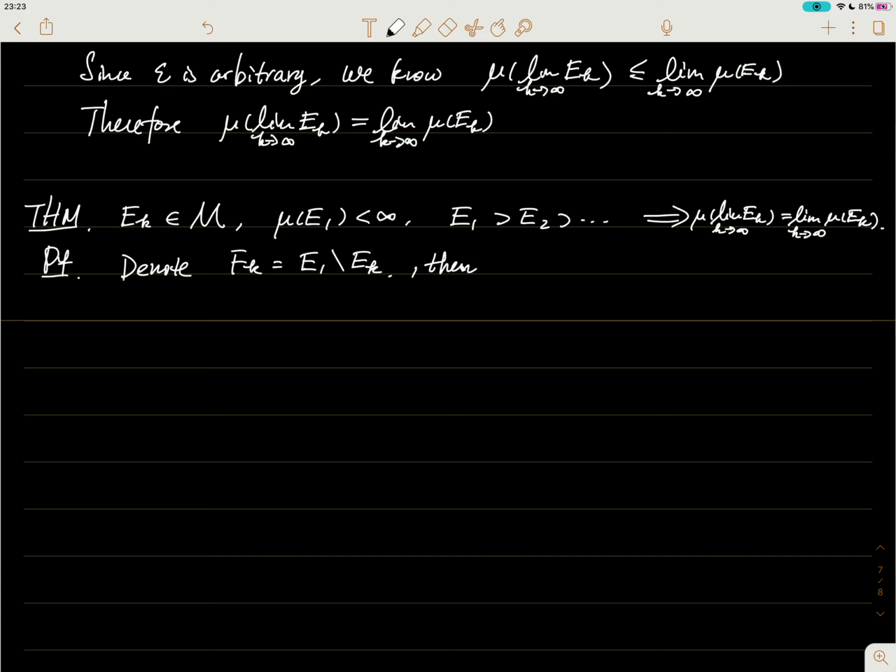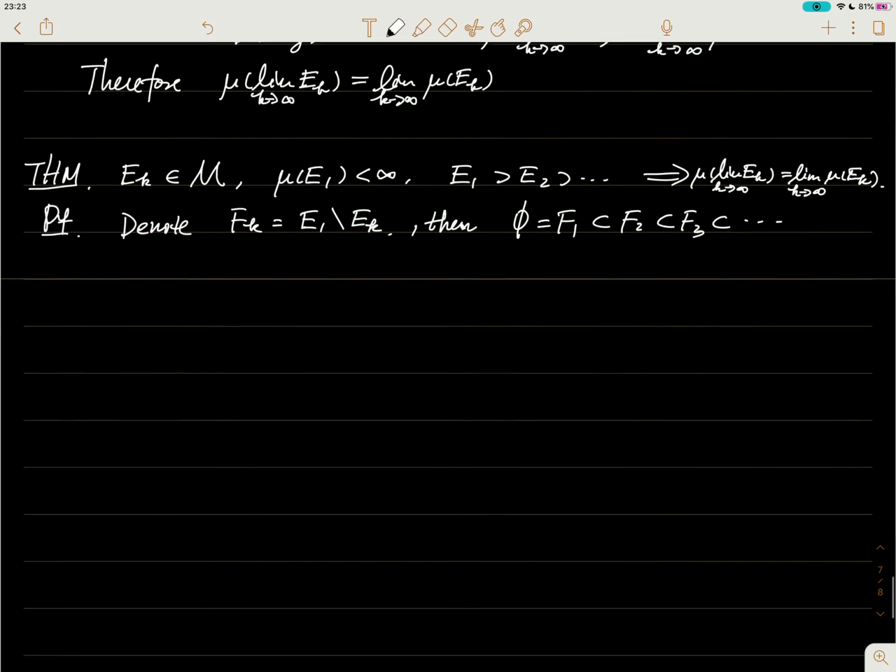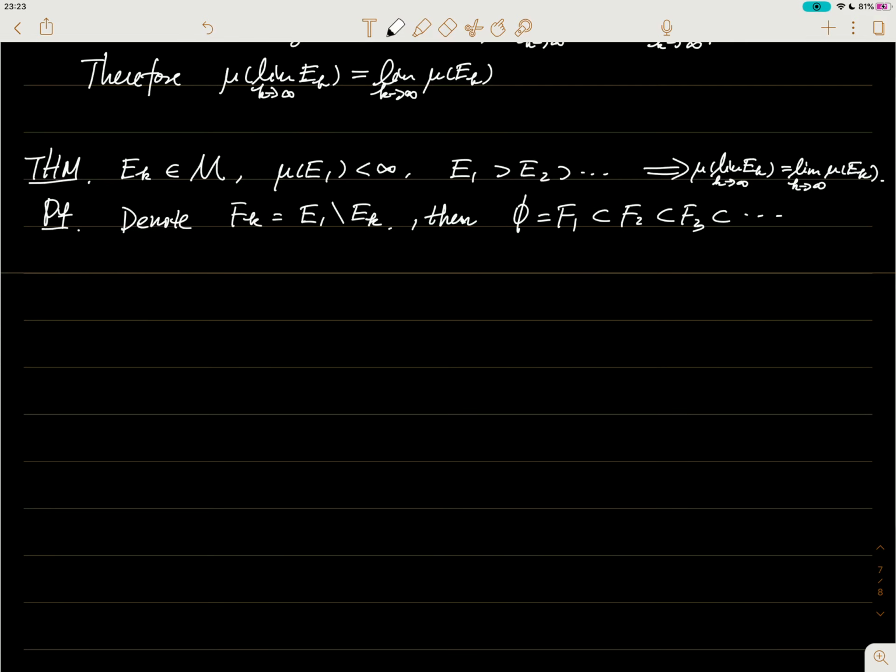So I know that F1 is empty, and F2 will include F1, and F3 will include F2. So the Fk are non-decreasing. So it's increasing, and we can apply the previous claim. So how we're going to use that is here. When we look at the measure of E1 minus the limit of the measure of Ek, we know that mu of E1 is just a fixed constant. It's a finite fixed constant.